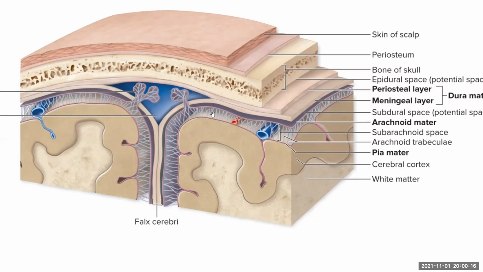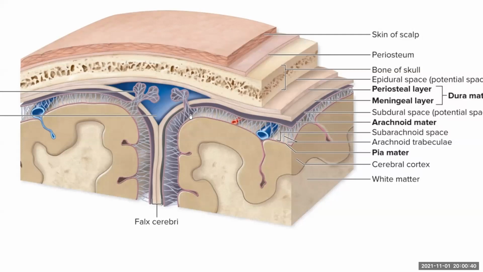So we go a layer deeper, we have our arachnoid mater right here. And then the space between our Dura Mater and our arachnoid mater is called the subdural space. It is a potential space. Now it looks like an actual space here because we just wanted to show it to you in our illustration.